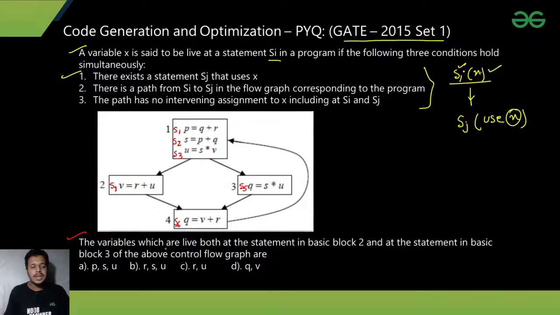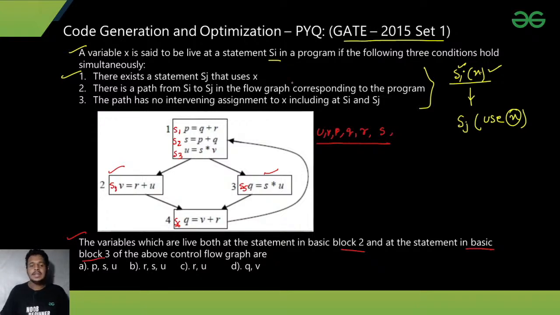Now the question is telling the variables which are live both at the statement in basic block 2 as well as the statement in basic block 3. So in basic block 2 and 3, some variable should be live. So we need to find that. First of all, we can check one by one. How many variables are there? You can find p, q, r, s, and u, v. So these 6 variables are there.